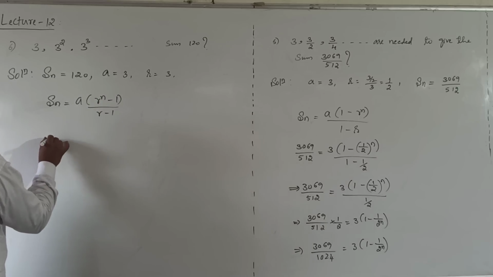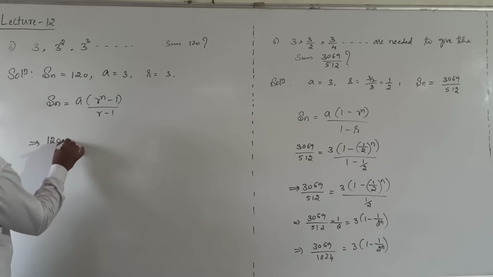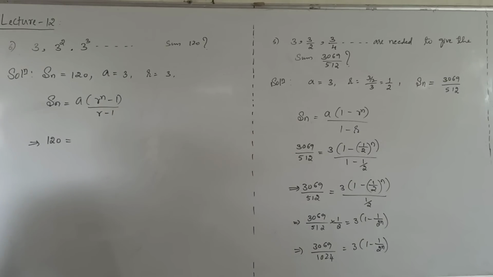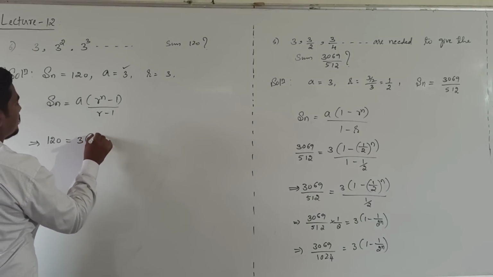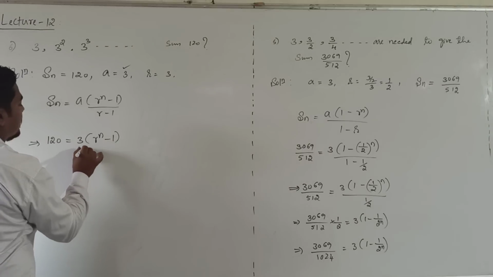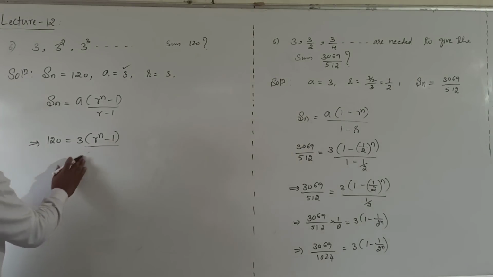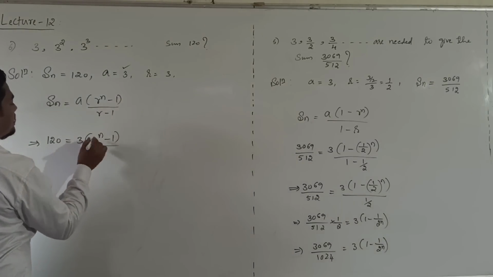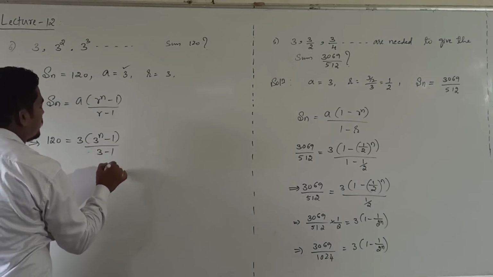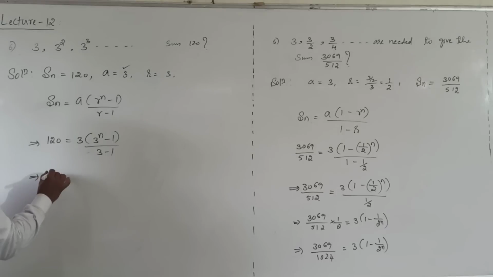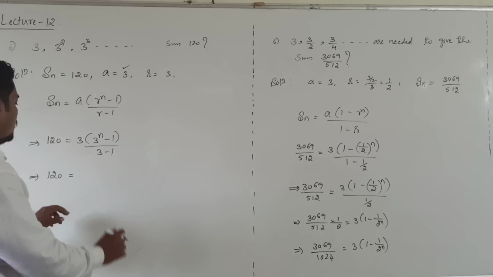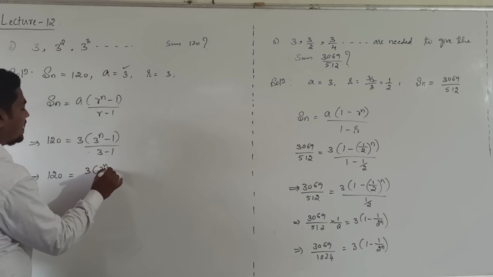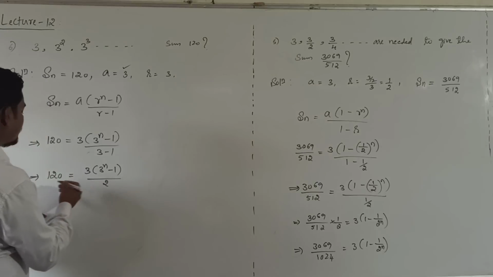In this case, Sn value given, that is 120, is equal to A, the first term, that is 3, into R power n minus 1 divided by R minus 1. R is also known, R is 3. That is 3 power n minus 1 divided by 3 minus 1. After that, 120 is equal to 3 into 3 power n minus 1 divided by 2, just cross multiplication.